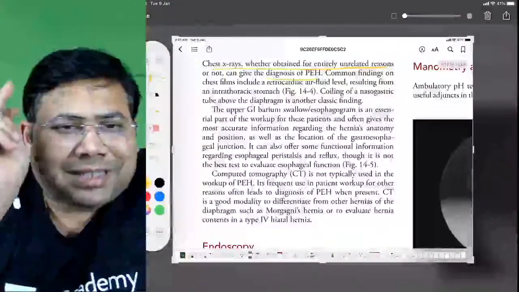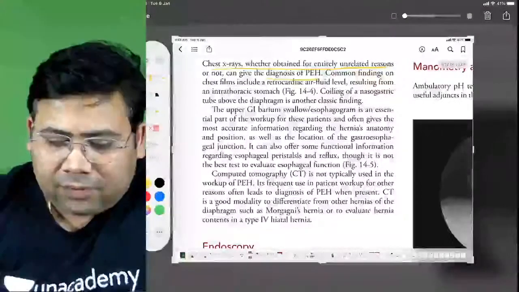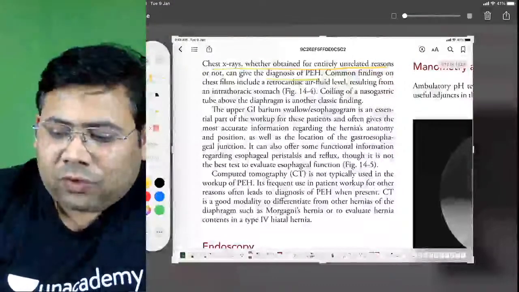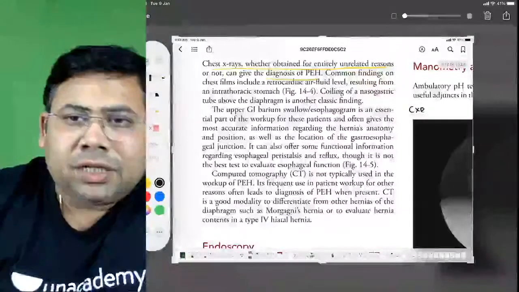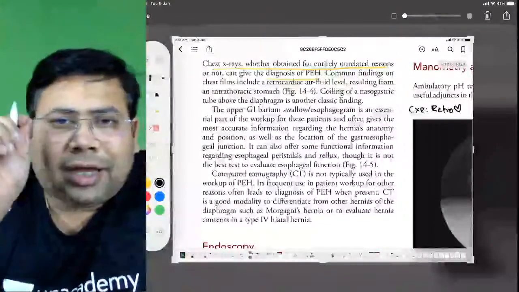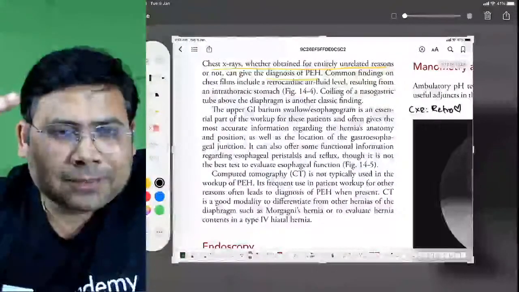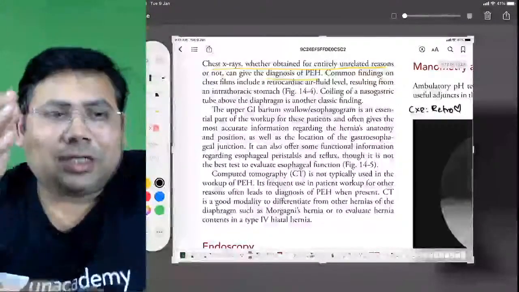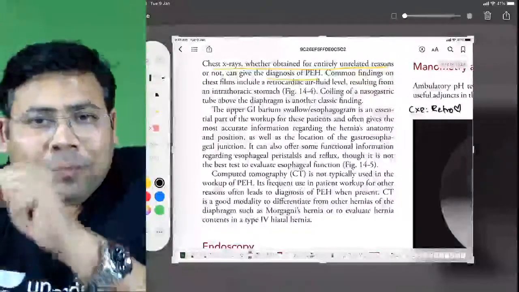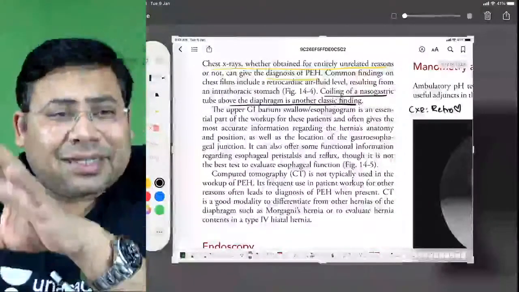So do you know, even chest x-rays can give you the diagnosis of PEH? How? Students, try to understand, this is a very important concept, that on chest x-ray, if you see a retrocardiac air fluid level, it indicates that there is a viscus behind that. And this is actually a paraesophageal hernia, because the esophagus is in the posterior mediastinum and therefore any herniated content will be in that part only. The second is coiling of the nasogastric tube above the diaphragm, another classical finding.